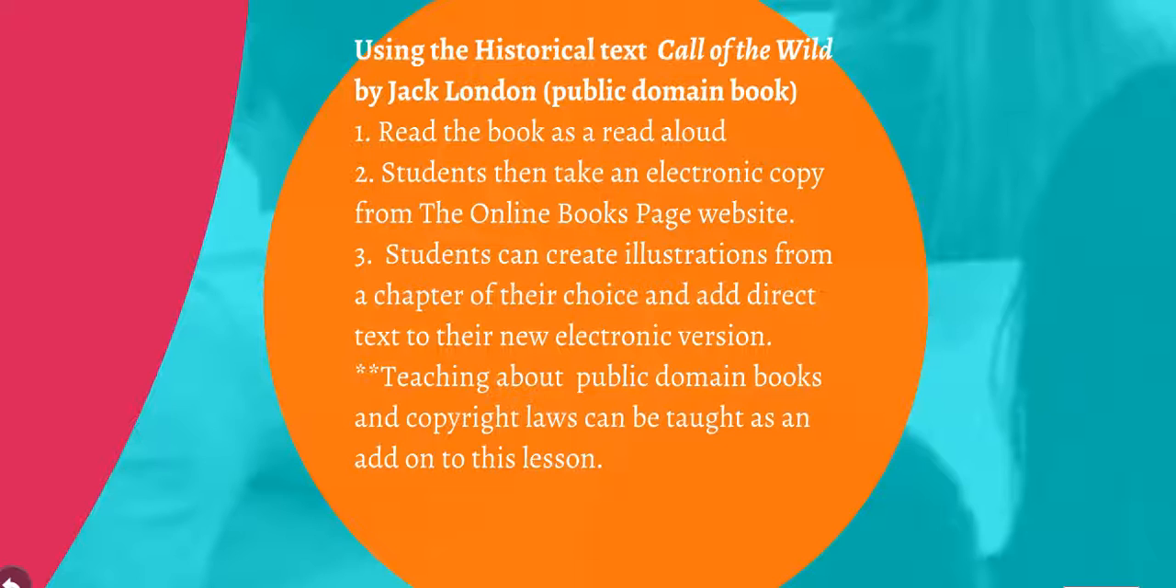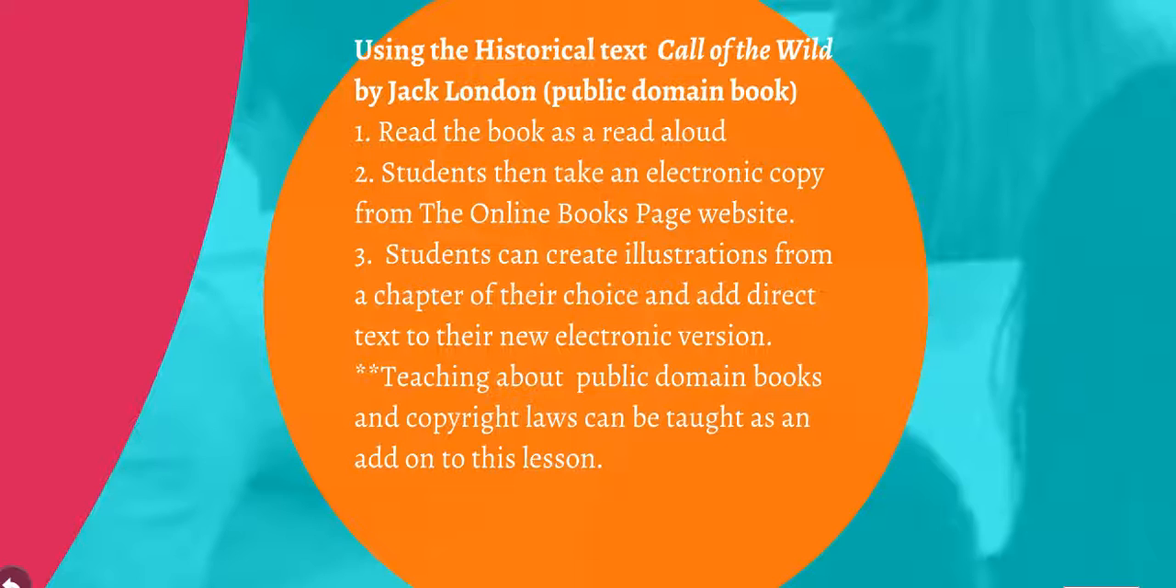First, they could read the book as a read aloud or however you choose to teach this book for student learning. Then the students would actually be able to take an electronic copy. They would get that from the Online Books Page website. It has thousands and thousands of a variety of books. On this one, we were doing it for Call of the Wild. The students could then choose a chapter from that book.